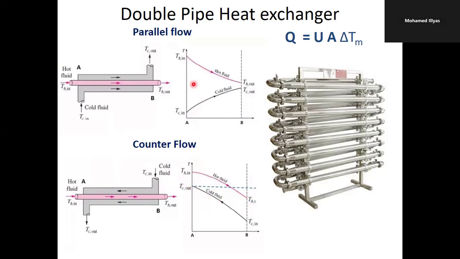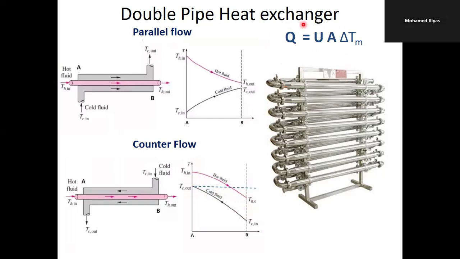So from these two temperature distribution diagrams, we can infer that the temperature difference for the parallel flow type is maximum at the entry and keeps on decreasing towards the end. But in the case of the counterflow type, the temperature difference remains almost the same from inlet to outlet. So that makes a lot of difference when you consider the performance of parallel flow and counterflow types.